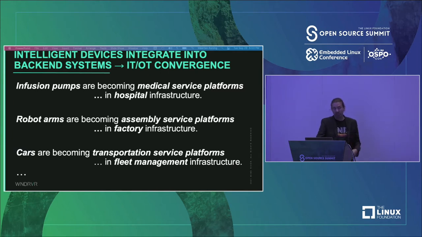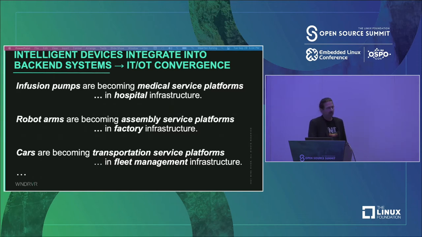So we're seeing robot arms that have to integrate into factory infrastructure. Cars are becoming transportation services platforms. One day we'll just be subscribing to a transportation service so that you don't have to worry about charging your car. If your car runs out of juice, maybe at the charging station you just get into the next vehicle that belongs to the company operating the fleet you subscribe to.